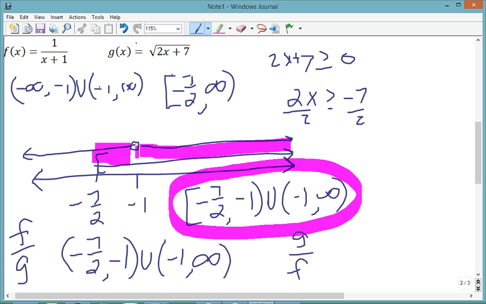Now let's look at what happens if we do g divided by f. So now it's f that can't be 0. If you look up here at f, it can't be 0 anyway, because the top would have to be 0 in order for that whole fraction to be 0. So this domain stays the same as our original one. There aren't any changes in it because the one on the bottom can't be 0.